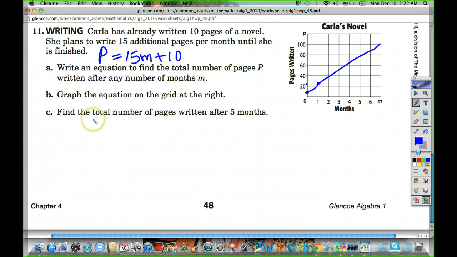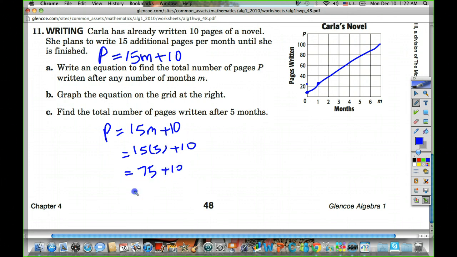Okay. Last part, find the total number of pages written after 5 months. So you're going to use your equation P equals 15M plus 10. Instead of M, you're going to substitute 5. So now you have 15 times 5 plus 10. 15 times 5 is 75, plus 10, and you have 85 pages. That means after 5 months, Carla would have written 85 pages. Okay, and there you go.